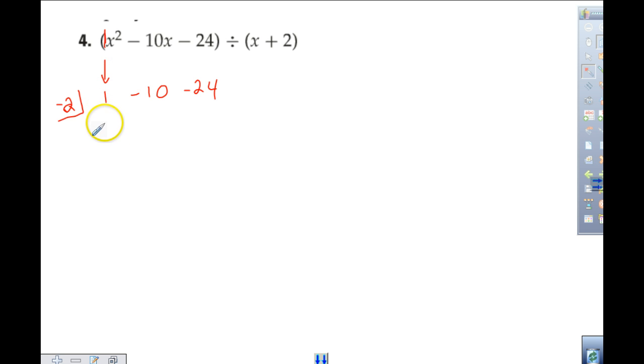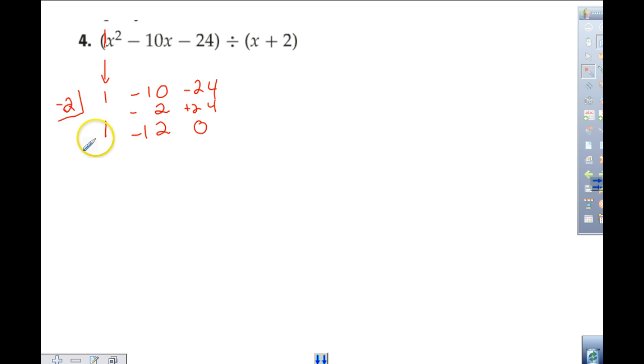So first step, drop down the number. First one, just drop it down and multiply. So negative 2 times 1 is negative 2. Okay. Add it up and you get negative 12. Negative 2 times negative 12 is positive 24. Add it up and get 0. So that means no remainder.